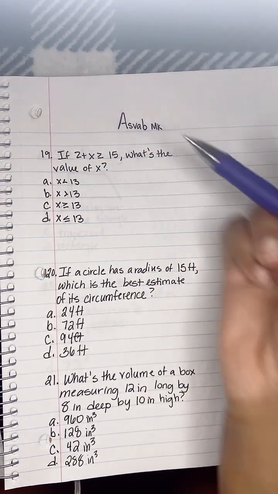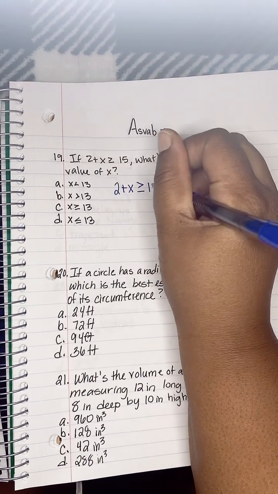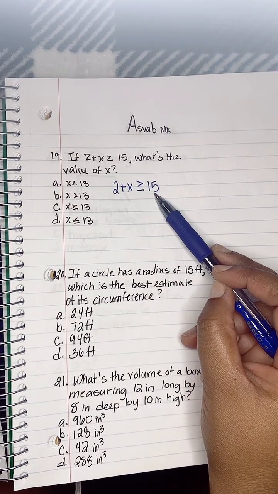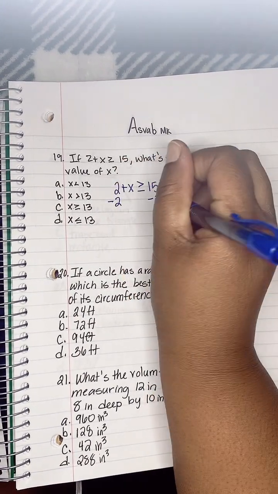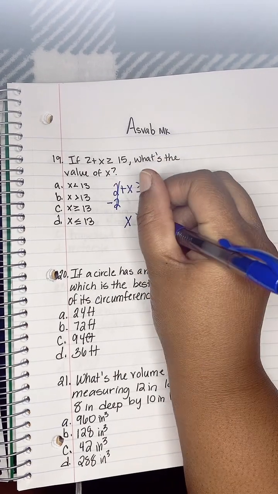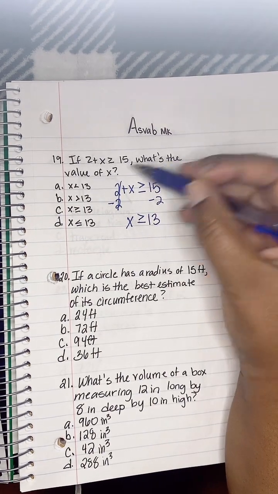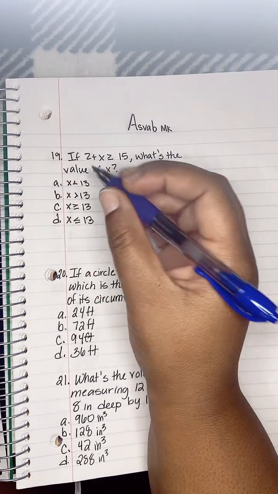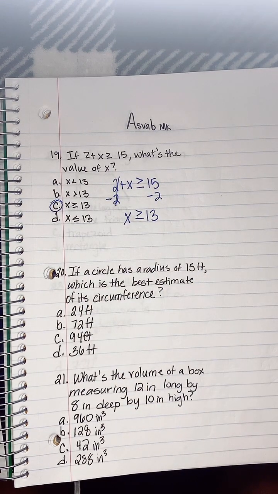Okay, so let's continue here. We have 2 plus x is greater than or equal to 15. We want to get this positive 2 to the other side. The way that we do that is we have to do the opposite of positive, so we're going to subtract 2 from both sides. So we get x is greater than or equal to 15 minus 2, which is 13. It says, what's the value of x? We have to make sure we put the right sign, so it's going to be C.